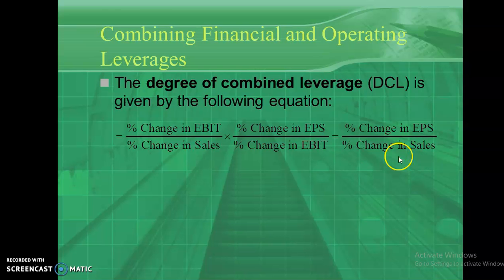What's the formula for that? Percentage change in EPS divided by percentage change in sales. It clearly tells 1% change in sales, how much percentage change in EPS it will bring. You will understand from this degree of combined leverage. So all these leverages are very important. They will tell about the plan's impact on EPS and EBIT. So it's a very fantastic thing which you can see from a lot of examples. Okay, thank you.